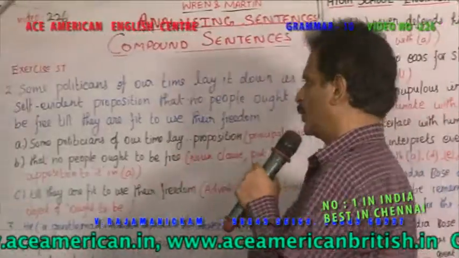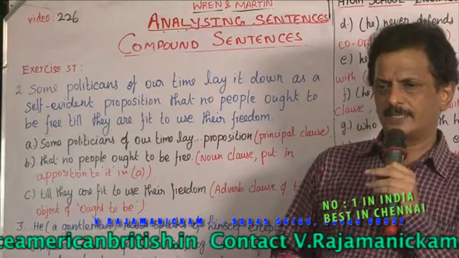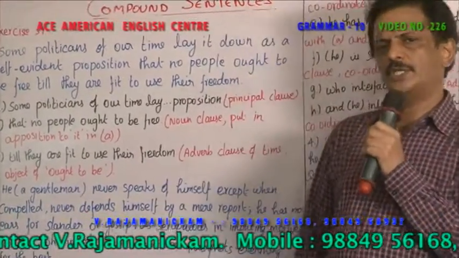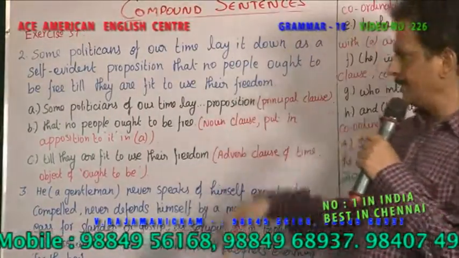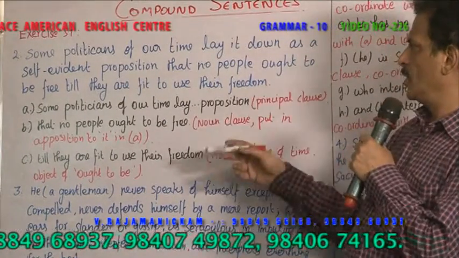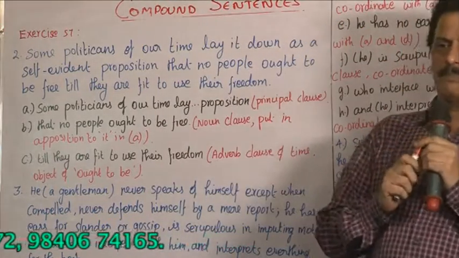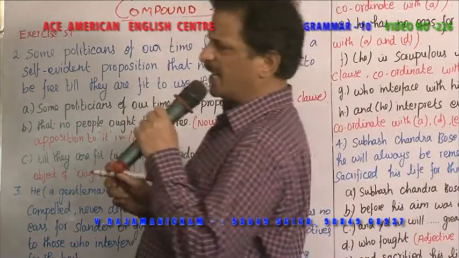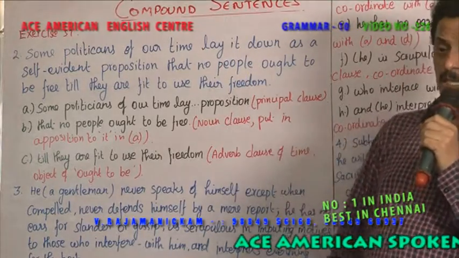So here you find some sort of same idea in different sentences combined together. See, for example, politicians. You speak about some politicians, about some idea. Some politicians of our time laid down as a self-evident proposition that no people ought to be free till they are fit to use their freedom. So this is a combination of sentences. Now you have to find out which is the main sentence and which is the subordinate sentence, which are the sentences related to the main sentence.